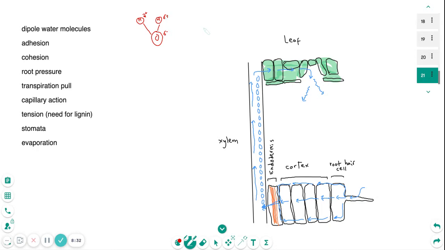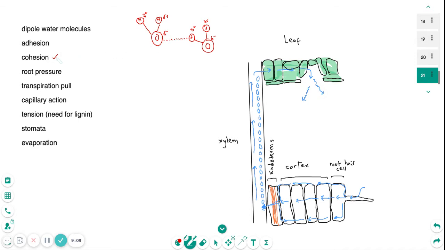So because of that, if two neighbouring water molecules are together, the slightly positive and the slightly negative regions of the molecule are going to interact and form an attraction. So the slightly negative oxygen and the slightly positive hydrogen are forming weak hydrogen bonds that are holding them together. And this is what's creating cohesion. So water molecules can stick together.